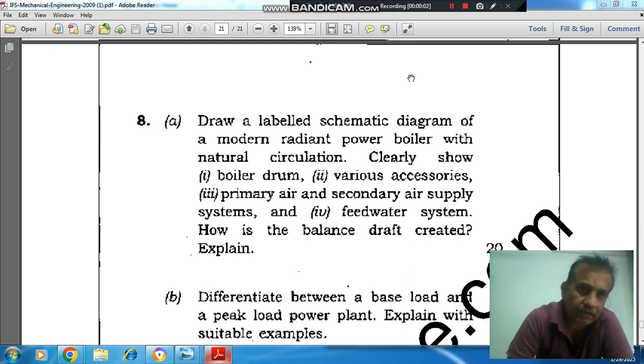Hello, welcome again. We are solving Indian Forest Services Mechanical Engineering paper 2 of year 2009. Question number 8a. Draw a labeled schematic diagram of a modern radiant power boiler with natural circulation. Clearly show one, boiler drum, two, boiler accessories, three, primary and secondary air supply system, and four, feed water system. How is the balanced draft created?